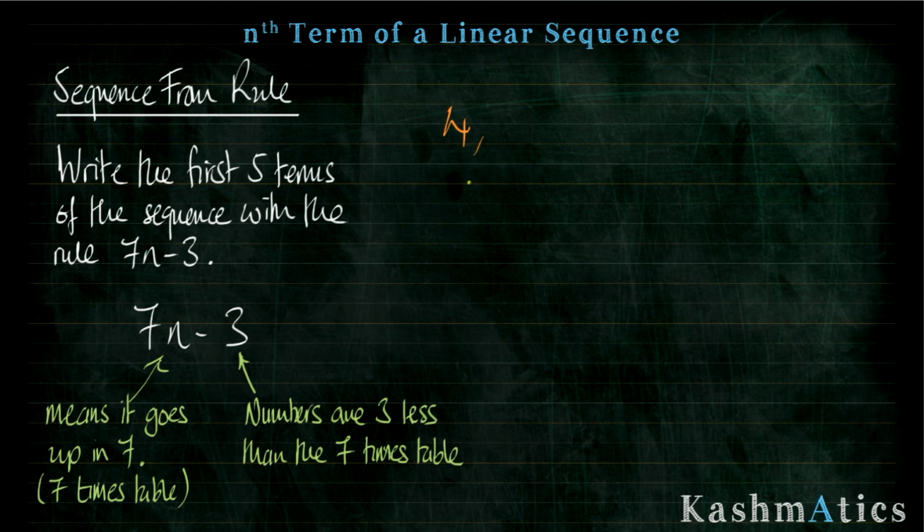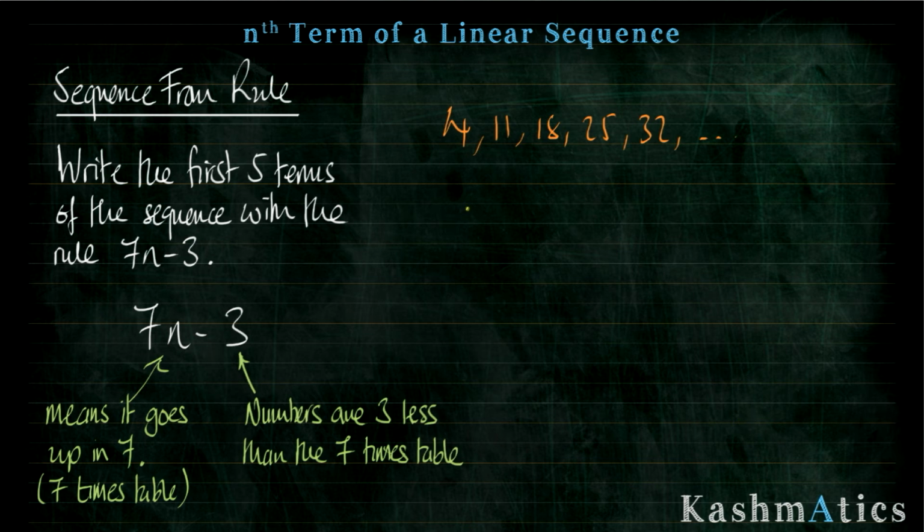And from then onwards, all I need to do is just keep adding on 7, because I know it's going to go up in 7s. So it's going to be 4, 11, 18, 25, 32, etc. Now that's not the only way to do this. What you could do is just work out the first term by replacing n with 1, then the second term by replacing n with 2, the third term by replacing n with 3, but that just takes a little bit longer. But if you're more comfortable doing it that way, then just do it that way.